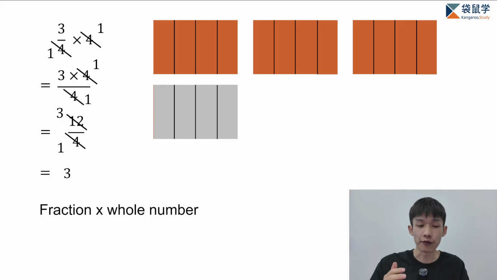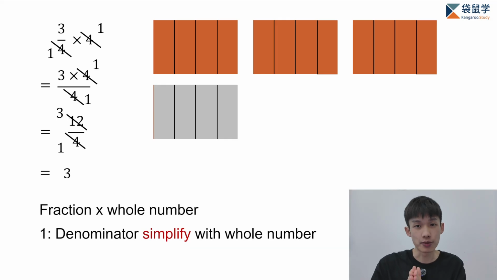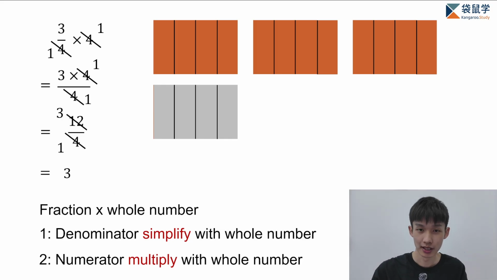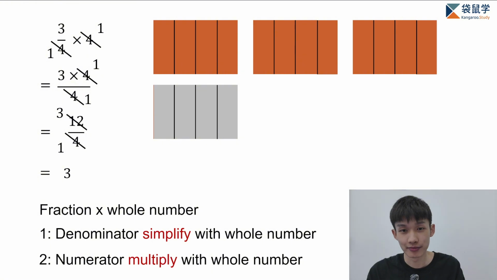So in this case, for fraction times whole number, we can do simplification first, by using the denominator to simplify with the whole number. And then we do the multiplication. But remember, we need to use the numerator to multiply with the whole number.